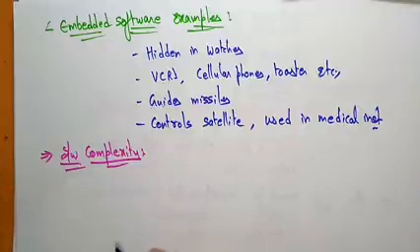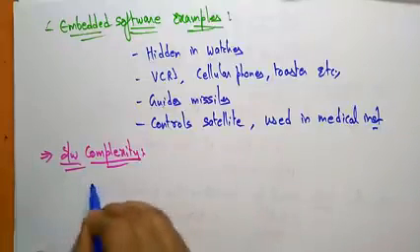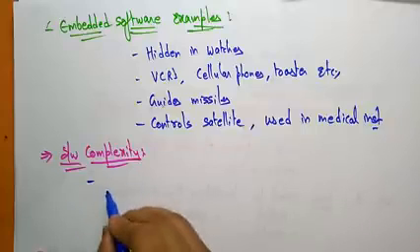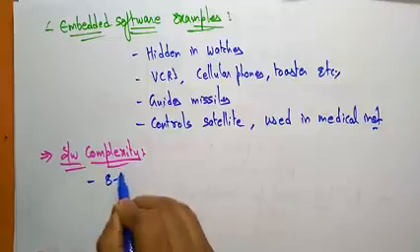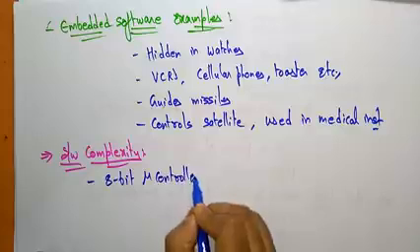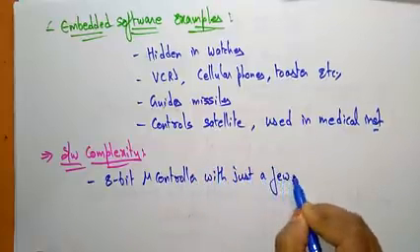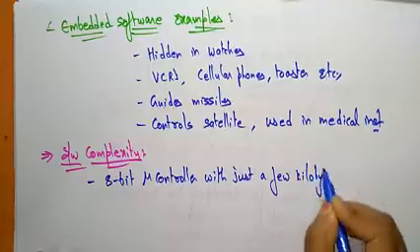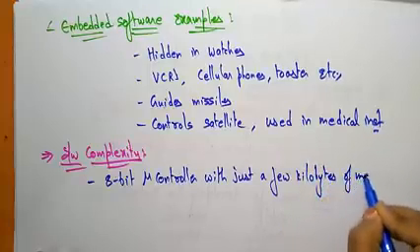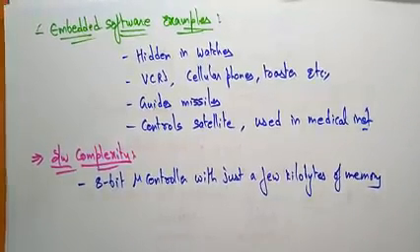The embedded software can be very simple, running on an 8-bit microcontroller with just a few kilobytes of memory. So the software complexity of that embedded system is very simple. It requires only a few kilobytes of memory. You don't need to use a lot of memory here. Just a few kilobytes of memory is sufficient.